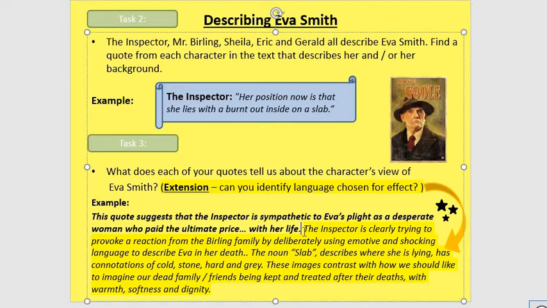So I've taken the noun "slab", which is obviously what she's lying on here in this quote, and really picked it apart and thought, well, what images come about when you think about a slab? It's often like a paving slab in your garden. It's hard, it's sometimes rough, it's got no warmth to it, often not particularly brightly coloured, and I try to explain why the writer's chosen that sort of word, slab, to describe where she now lies. So that's your task 2 and task 3.